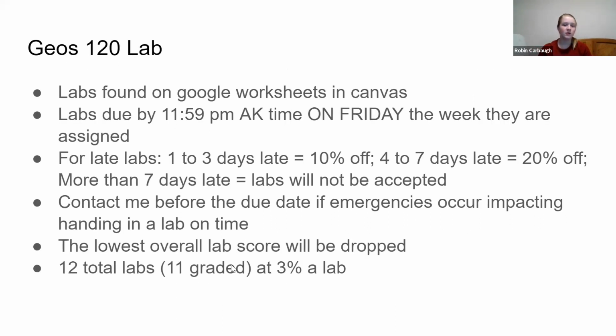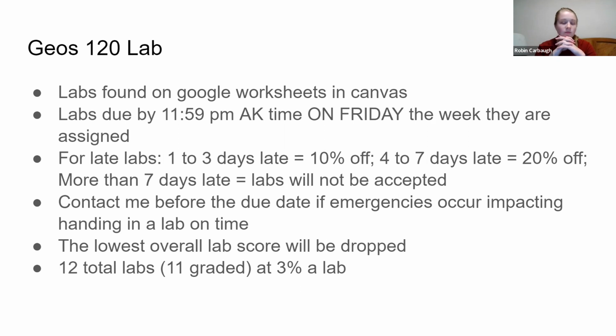Right. So a little bit about the lab before we jump into how to do lab 1. Labs are found on Google Worksheets in Canvas. I was playing around with it a bit. It seems okay to work with. It should save your work. It might be easier to copy questions over and write them in Google Docs or something, because I always get a little nervous my work will be lost, but it should save it.